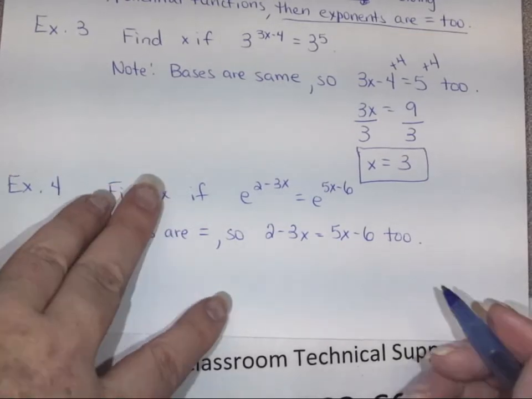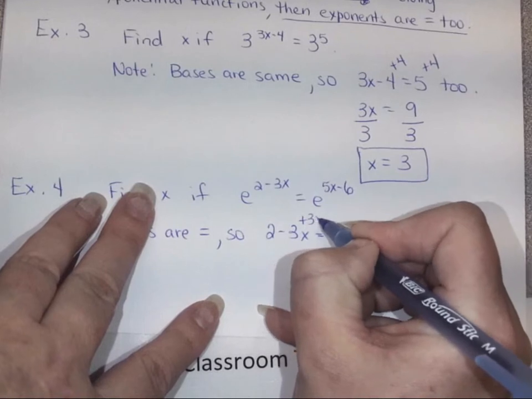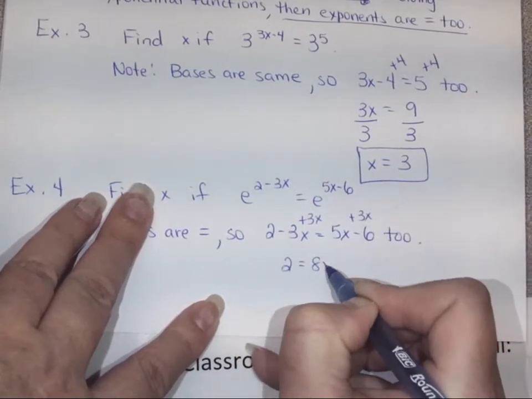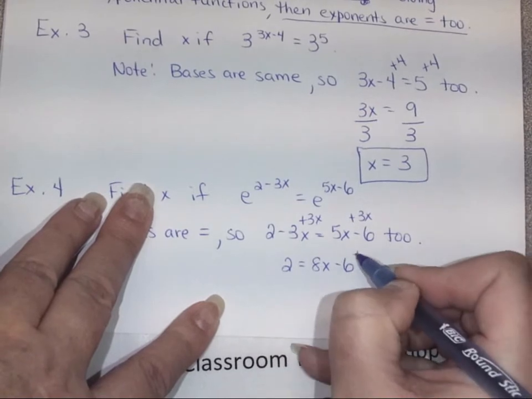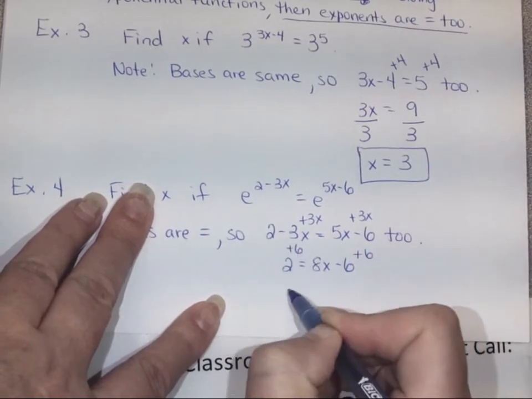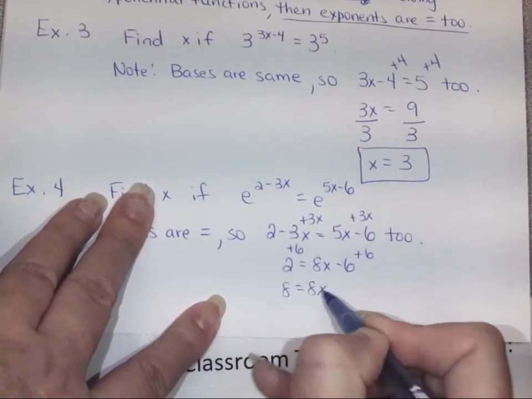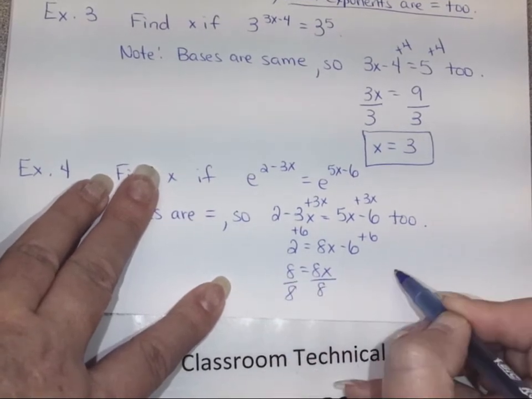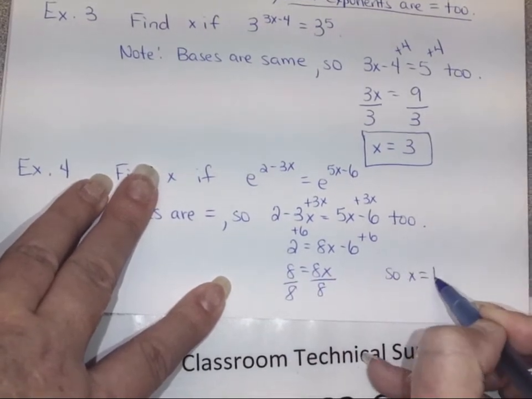And so we can solve this one too, right? So I think I'll move 3x over this way. That's going to give me 2 equals 8x minus 6. And then I think I'll move the 6 over this way, so I get 8 equals 8x. And then last but not least, divide by 8. So it looks like x is 1.